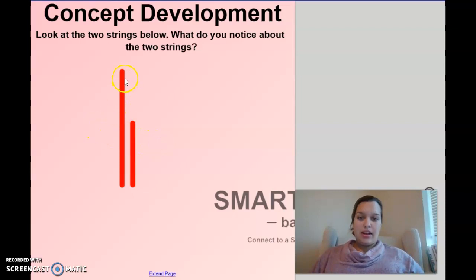So which one's longer? Is it this string or this string? This string is longer than this string. Or we could say this string is shorter than this string. Great job. Let's see what they have for us next.